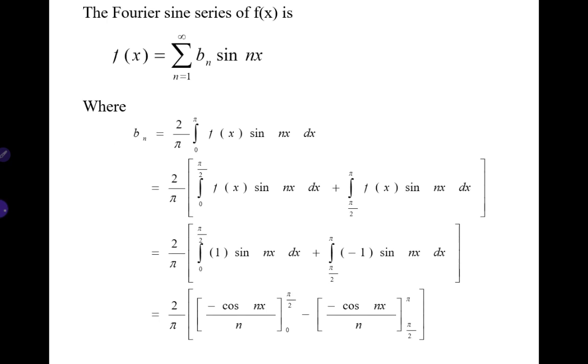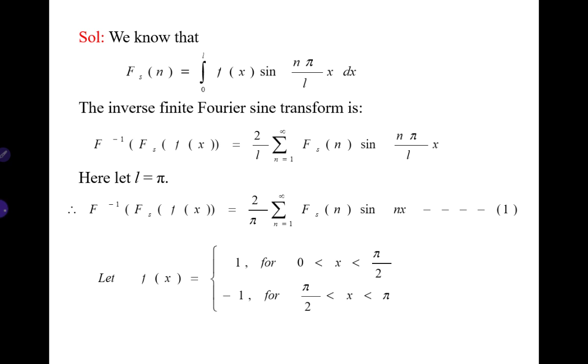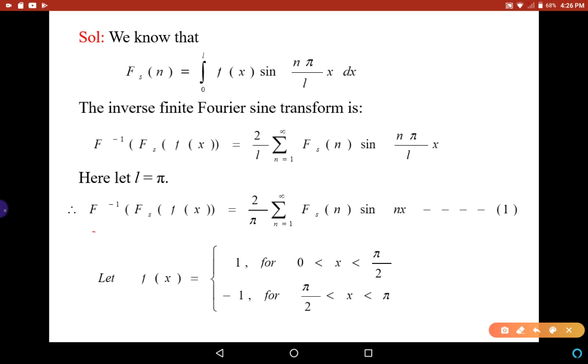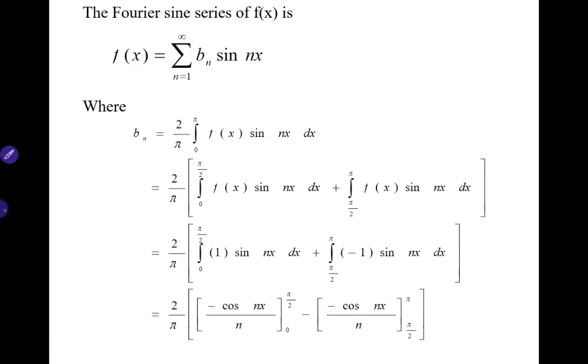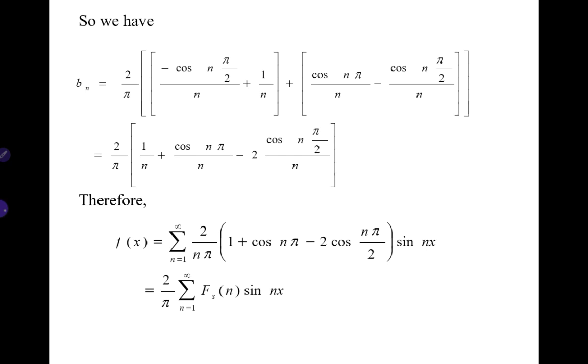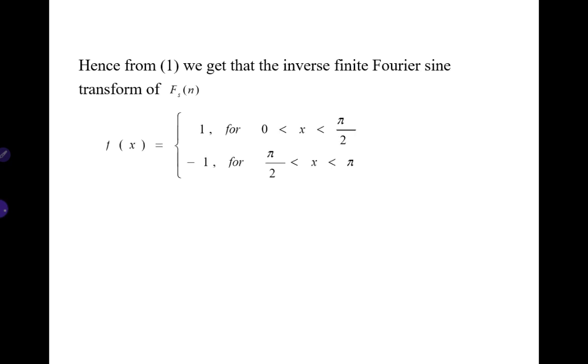But from equation 1, what is equation 1? 2/π times sigma Fs(n) sin(nx) is F inverse of Fs of f(x). That is the Fourier inverse sine transform of f(x), which gives f(x). And hence, we obtained the inverse finite Fourier sine transform of Fs(n) as f(x) = 1 for 0 < x < π/2 and minus 1 for π/2 < x < π.